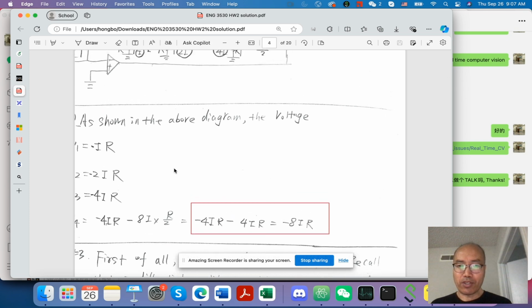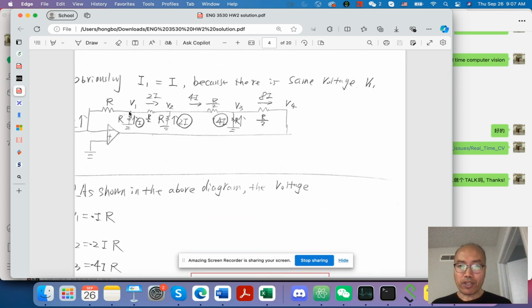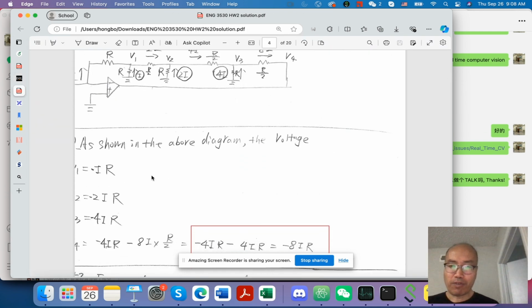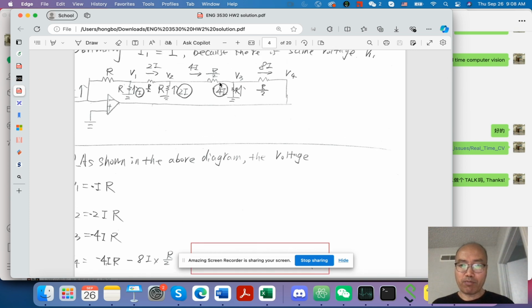Question C is the voltage. The first voltage here should be I multiplied by R, which is minus IR. Why? Because the current flows from here to here, and this is zero voltage, so it must be negative. If the voltage here were not negative, the current could not flow from here to here. The current source is from top to bottom, therefore the flow is bottom to up, left to right, so the voltage here must be negative. Following a similar principle, this one must be negative R, this must be negative 2R, negative 4R, negative 8R.